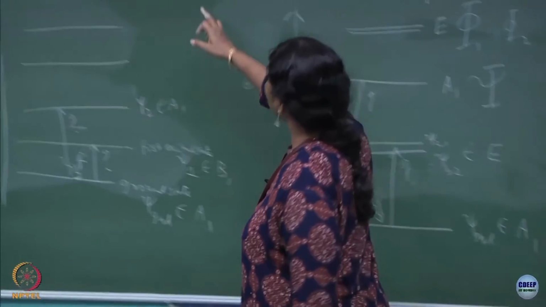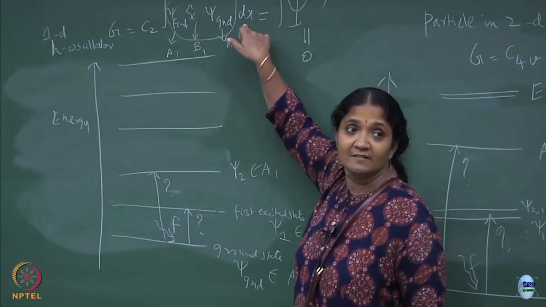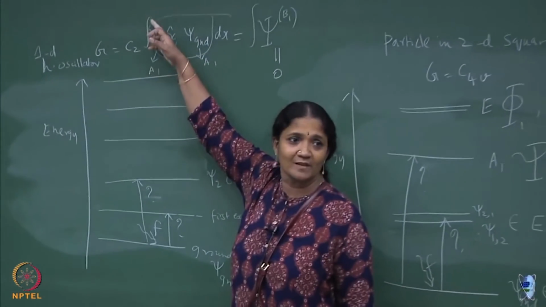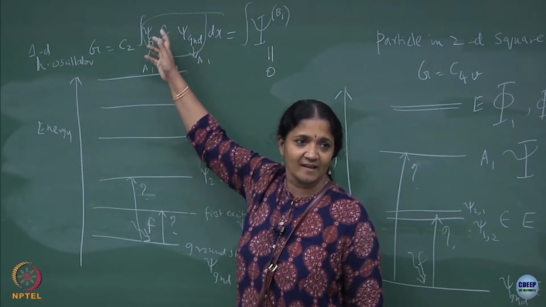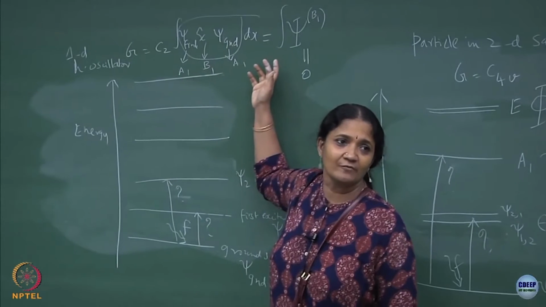Because this is a dx integration going from minus infinity to plus infinity. If you change x to minus x, this answer will become minus of itself.